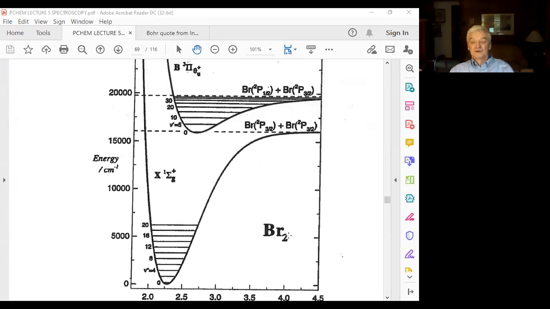What this diagram shows is if we take a non-bonded electron in bromine and excite it to an antibonding orbital, our bond order goes from a single bond down to a half bond. This is what the potential curve looks like for the molecule in the electronic excited state. First of all, that excited state is about 16,000 wave numbers higher than the ground state. That's about the amount of energy it takes to take that electron from a non-bonded orbital into an upper state.